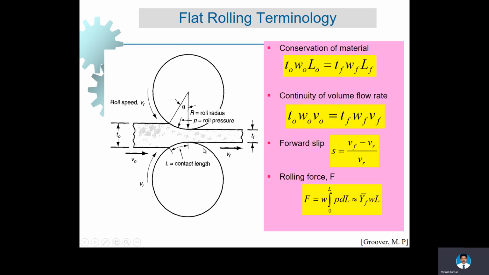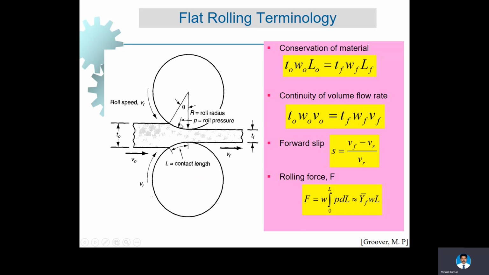Then we have other equations, as I explained before. The continuity equation: the initial volume flow rate is equal to the final volume flow rate. So initial thickness T naught times initial width W naught times initial velocity V naught is equal to final thickness Tf times final width Wf times final velocity Vf. This is the volume in meter cube per second. The initial volume flow rate in meter cube per second is equal to the final volume flow rate of the material in meter cube per second.